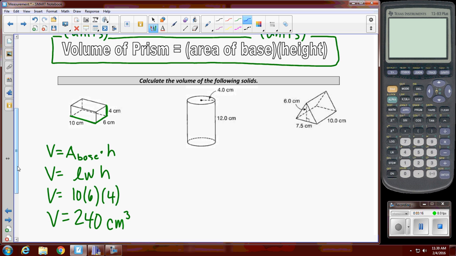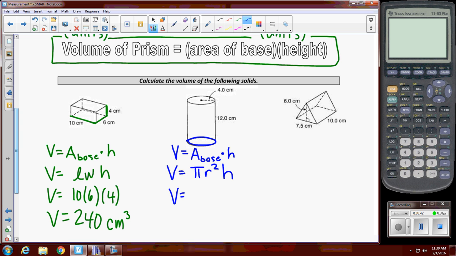Now we'll move on to the cylinder. And we said the volume of any prism or cylinder is going to be the area of its base multiplied by how high it is. Now the base of this object is a circle. So we can now complete this and say, well, the area of the base, the area of a circle is pi r squared, and we're going to multiply that by the height of this object.